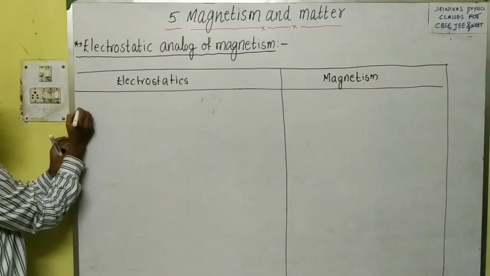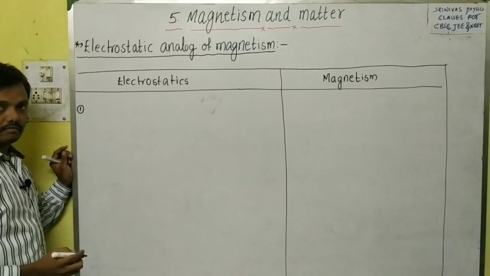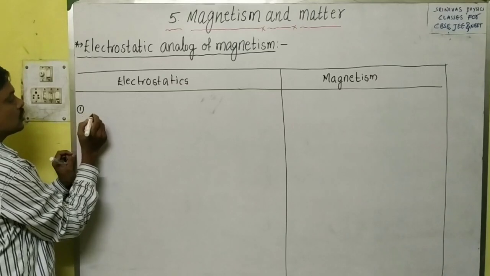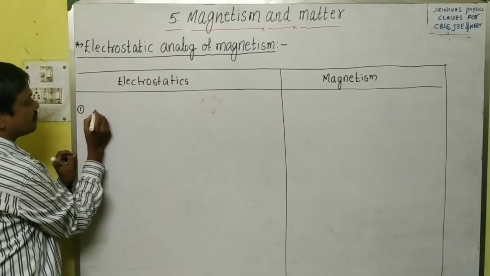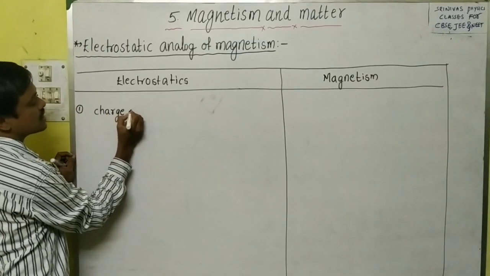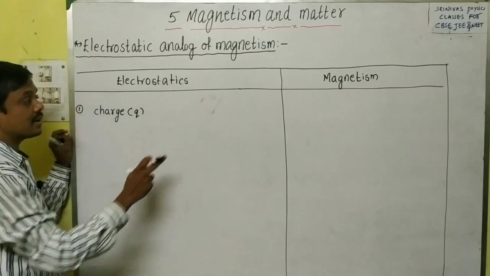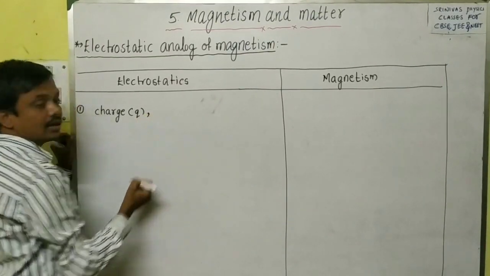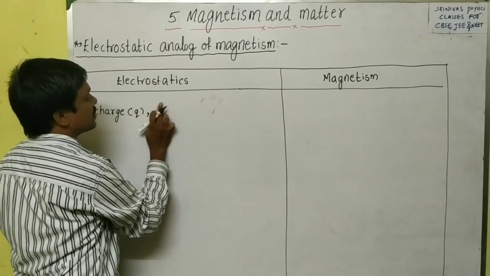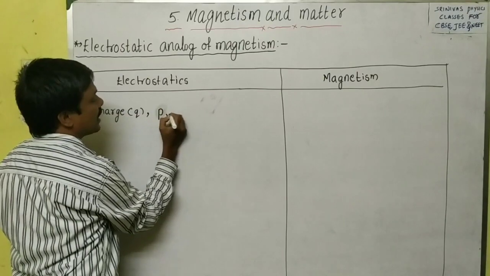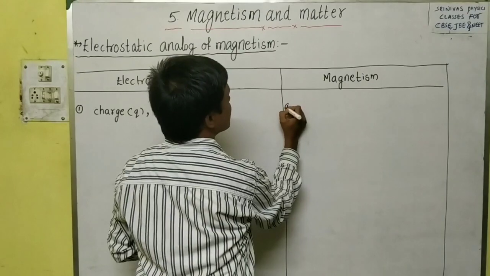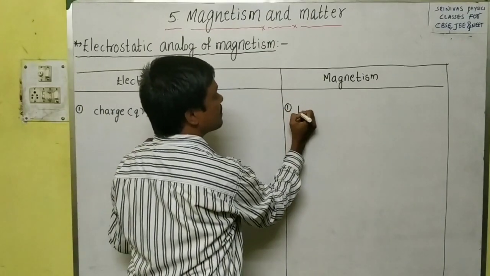First, in electrostatics we have the electric dipole, or we have two charges. Here we take the charge as q; instead of charge here we get the pole strength. Electric dipole moment we take as p, and electric field intensity E. These terms change like this: instead of charge we take the pole strength.